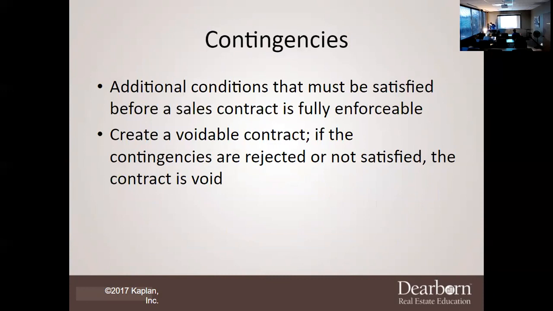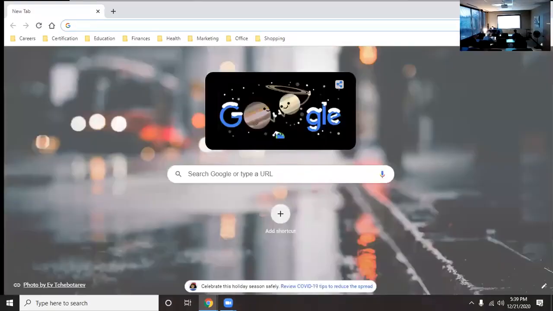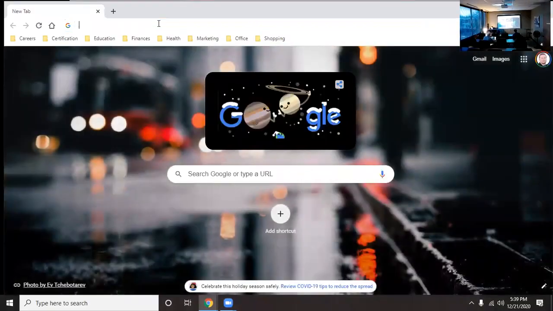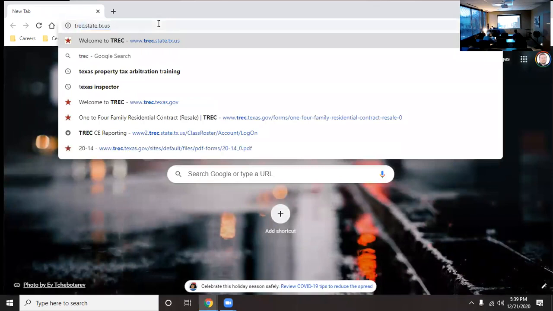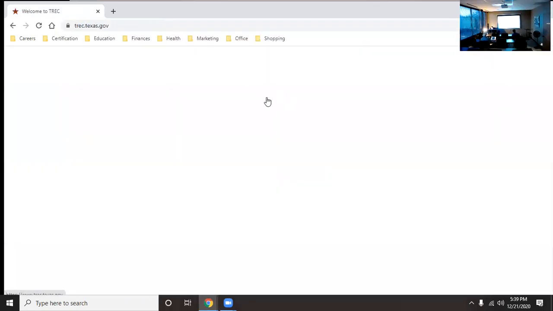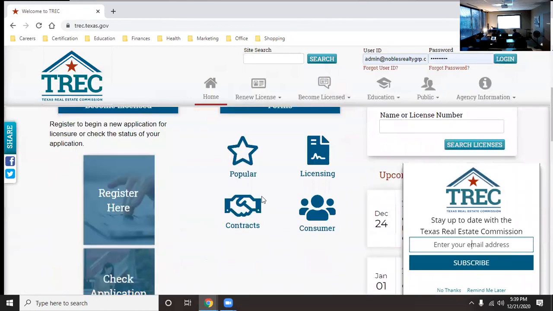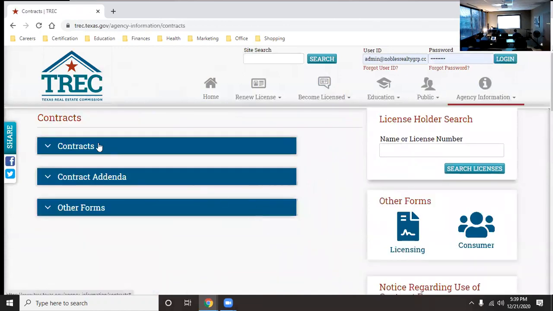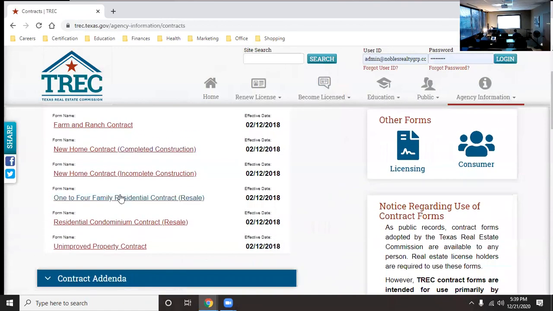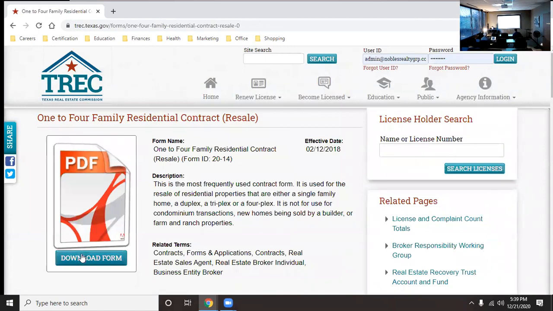So before we get started, I do want to pull up here for y'all. Let me see if it'll come up on that screen. There we go. All right. What I want to pull up is the contract, the 1-to-4 family. Like I said, the 1-to-4 family is primarily going to be the main contract that you're going to be dealing with on a daily basis. So let's pull that up real quick.